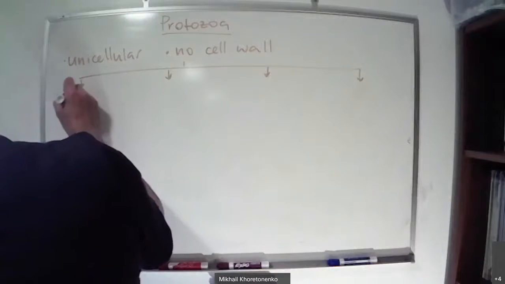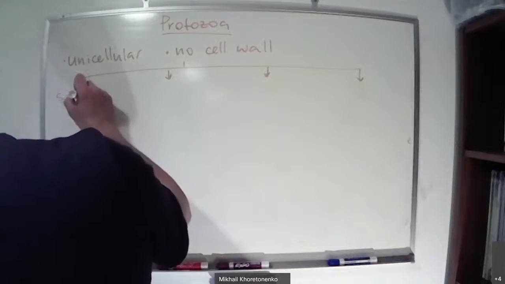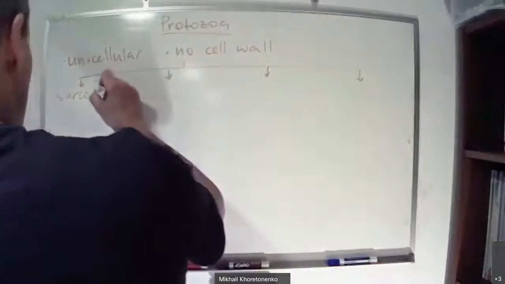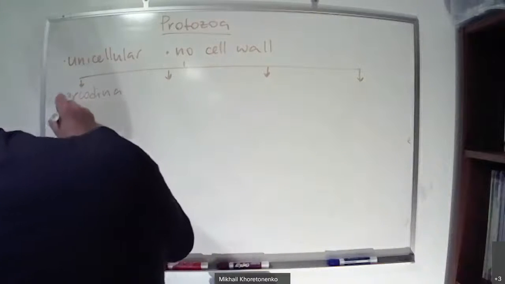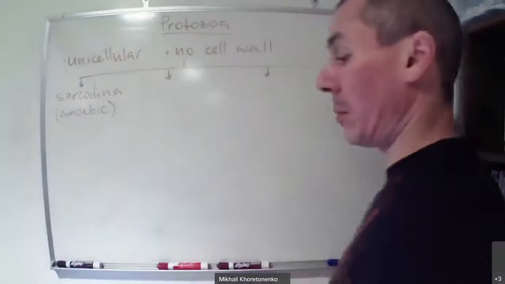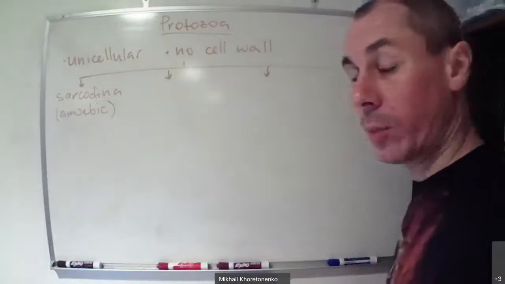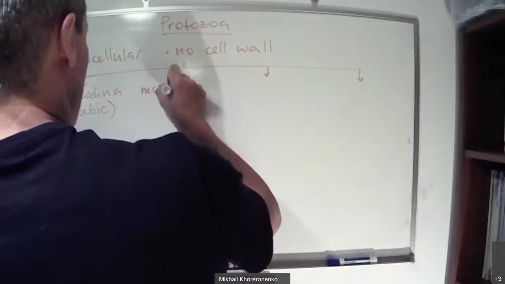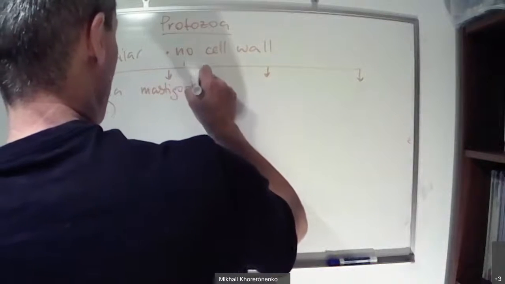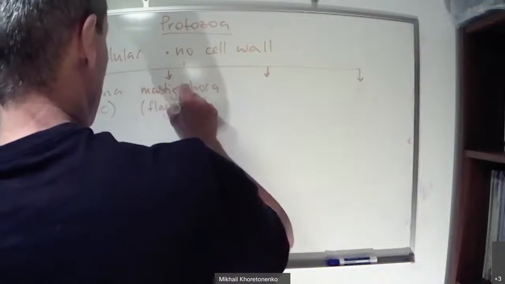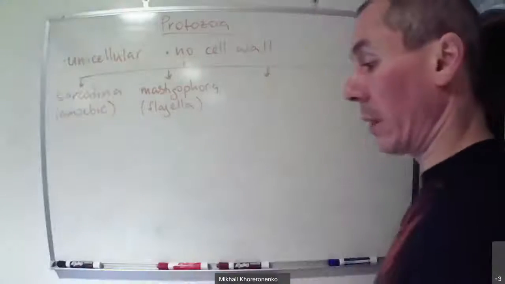So we've discussed before Sarcodina, which use amoeboid motion, amoebic motion, forming pseudopods and crawling around. Mastigophora use flagella for moving around.